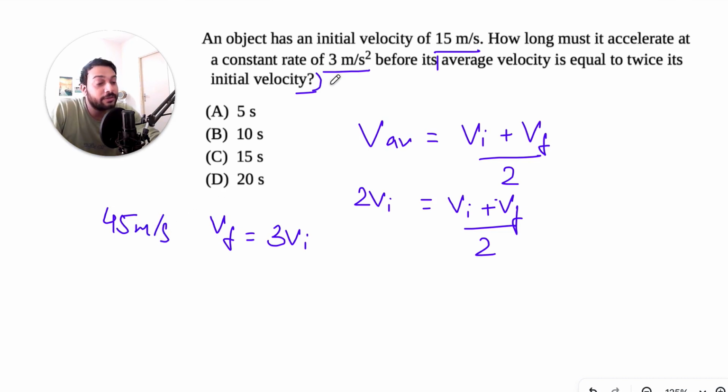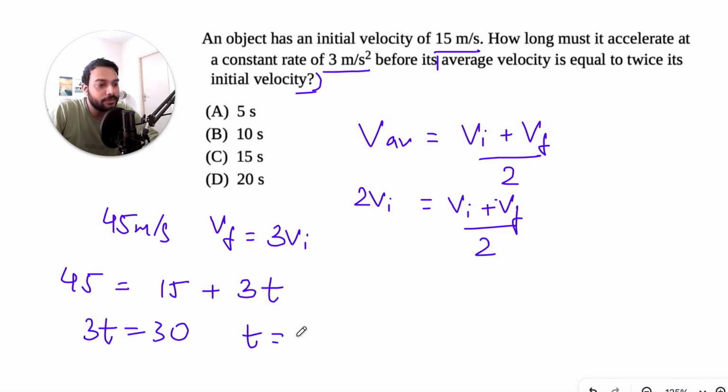Acceleration is given to us. Now this question becomes really simple. The first equation of motion, V is equal to U plus AT. So 3t is equal to 30. T is equal to 10 seconds. So the answer is B.